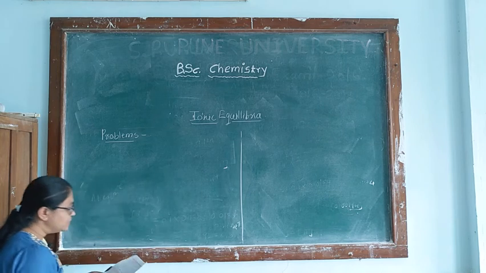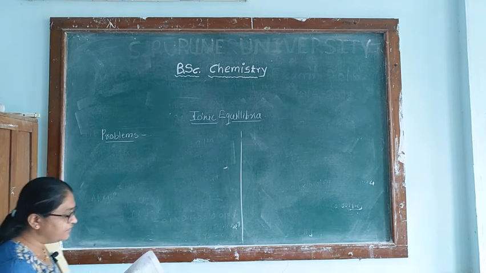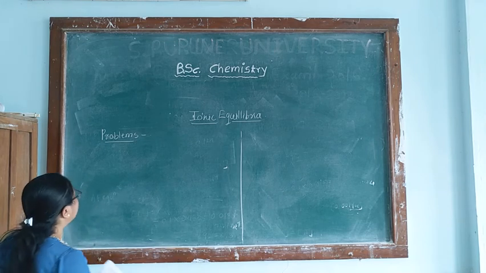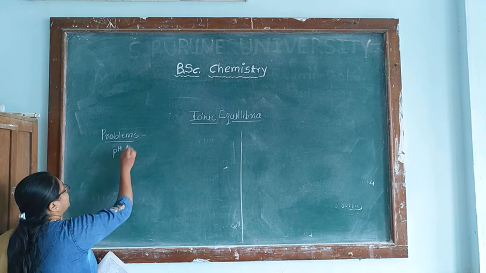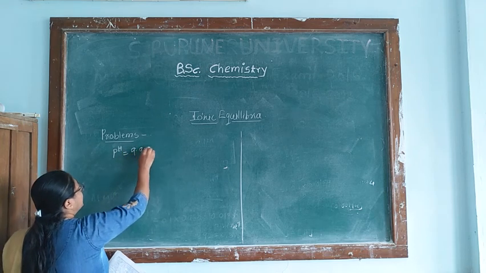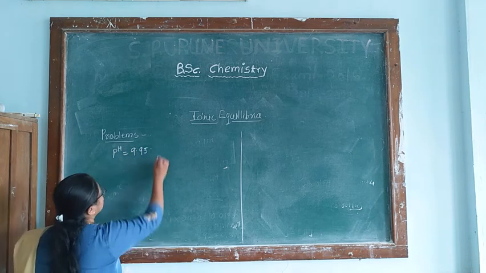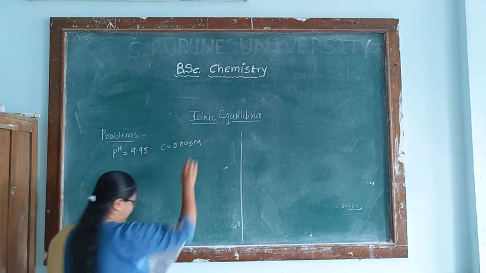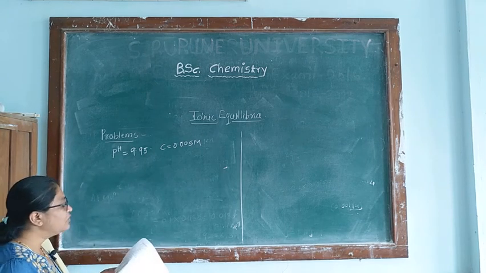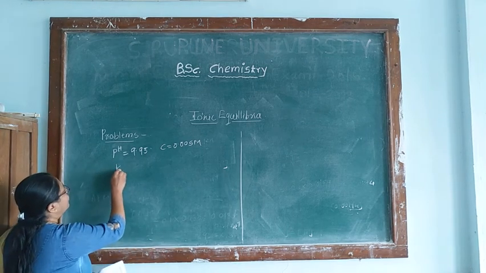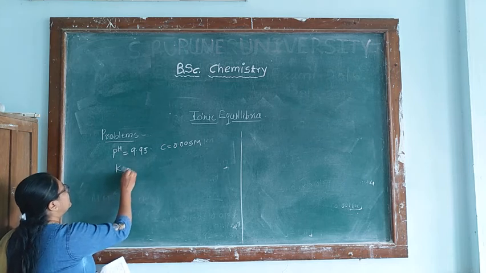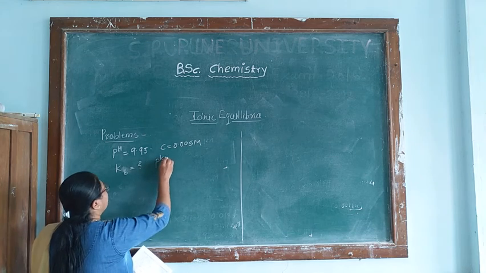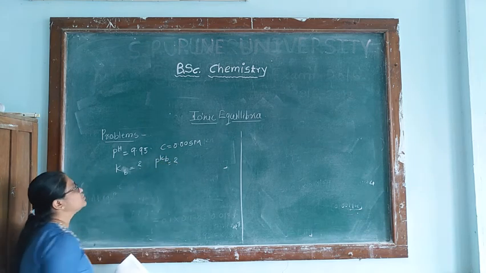The pH of 0.005 molar ammonium hydroxide is 9.95. For ammonium hydroxide, its pH is given as 9.95 and its concentration given is 0.005 molar. Calculate its ionization constant. Now ammonium hydroxide is a weak base. That means we are asked to calculate the ionization constant, that means Kb and pKb. This we have been asked to calculate.